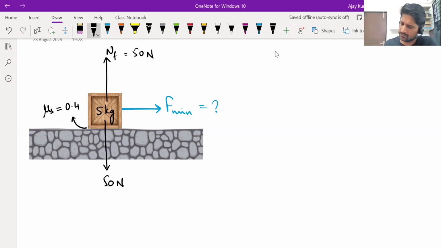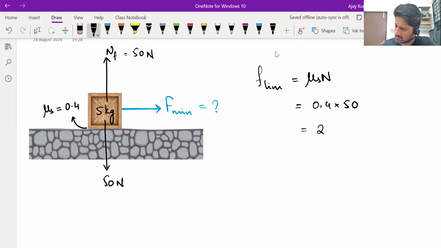And if normal force is 50 Newtons, limiting friction, that is mu s into N, becomes 0.4 into 50, that is 20 Newtons. So friction can increase itself up to 20 Newtons to prevent the block from sliding. Then the force you apply should be greater than 20 in order to start sliding the block.